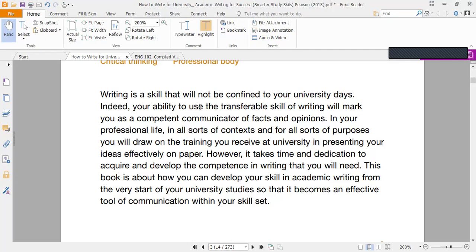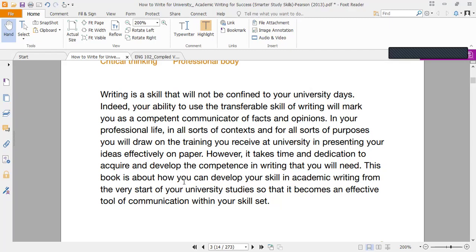Indeed, your ability to use the transferable skill of writing will mark you as a competent communicator of facts and opinions. The better you write, the better communicator you are thought to be. In your professional life, in all sorts of contexts and for all sorts of purposes, you will draw on the training you receive at university in presenting your ideas effectively on paper. However, it takes time and dedication to acquire and develop the competence in writing that you will need.